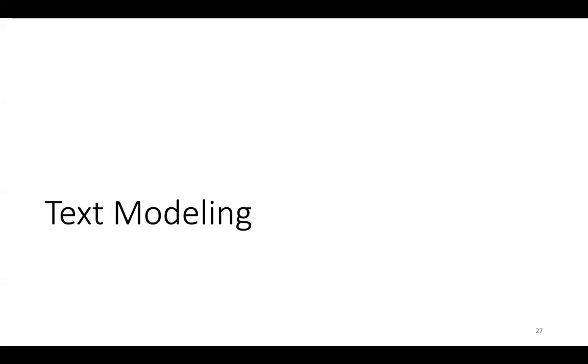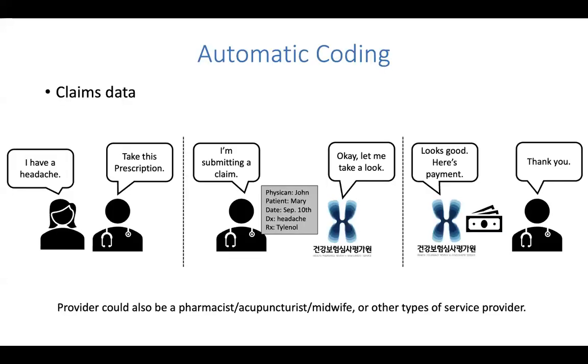All right. Well, we'll be looking into text modeling now. As I said, the first example would be a model for performing automatic coding. Automatic coding is a representative task that you can do with medical text. And in order to explain automatic coding, I should remind you guys of claims data.